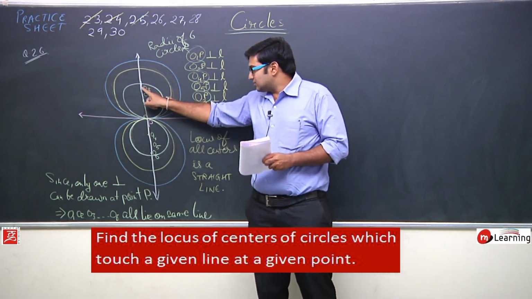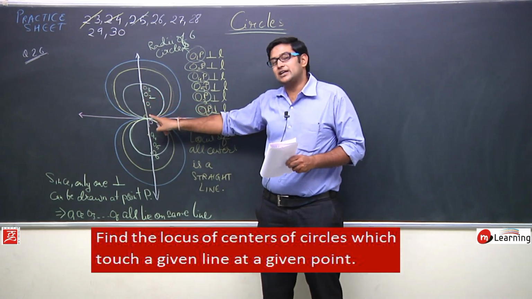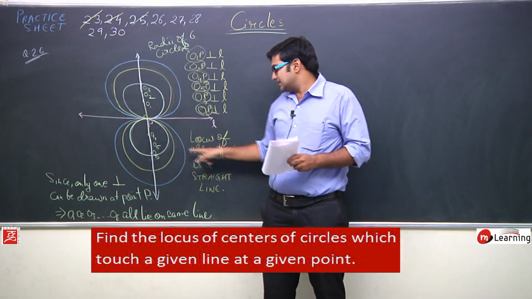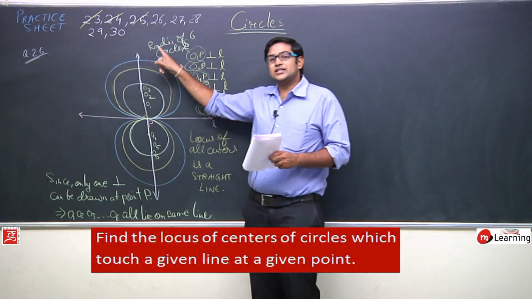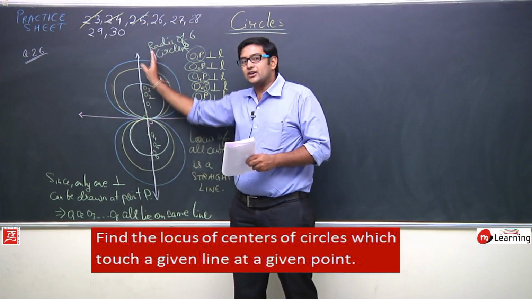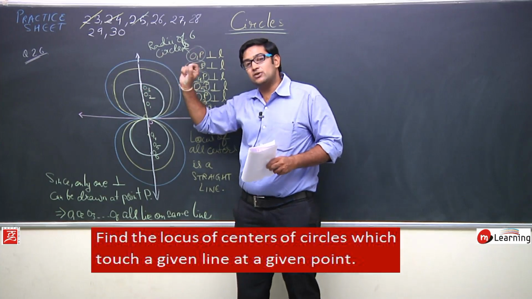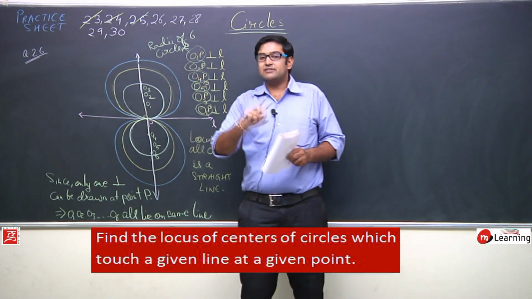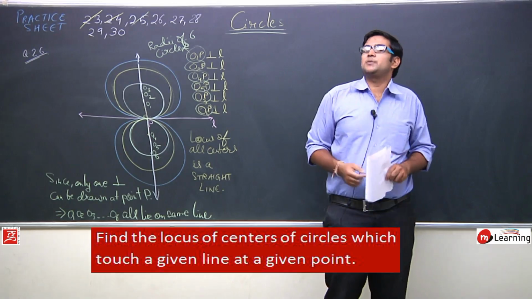That's why, since all these points lie on the same line, the locus of centers of the circles which touch this point is a straight line. Because you can see, if I draw more circles, their centers will lie on this particular line only. They cannot lie anywhere near this line, they have to lie on this line, then only the circles can touch this point P. Okay, they may intersect at this point P.